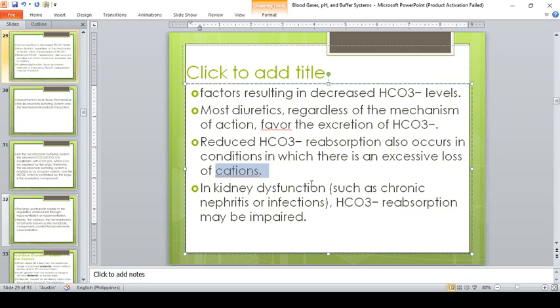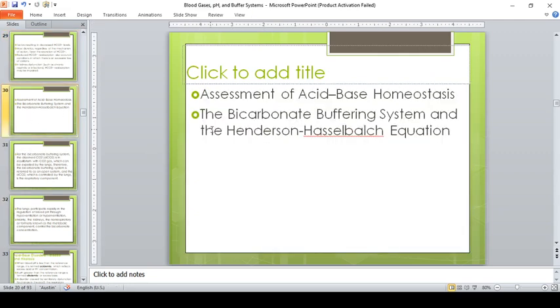In kidney dysfunction, such as in chronic nephritis or infection, bicarbonate reabsorption is impaired. So excretion increases, or the kidney is not functioning well, so the bicarbonate does not stay. What will happen? The bicarbonate level will decrease.